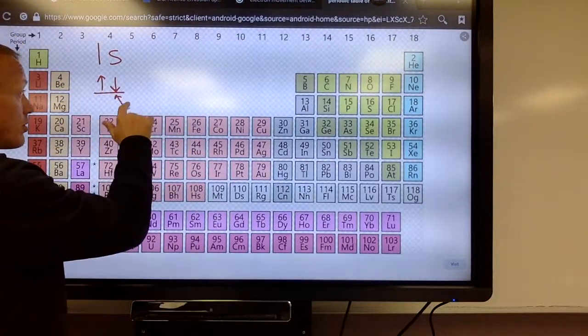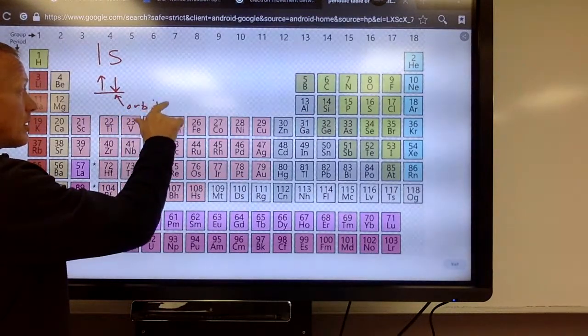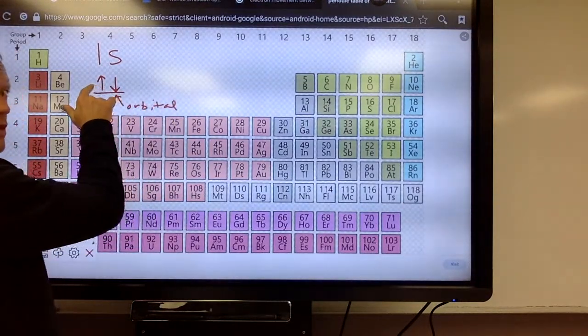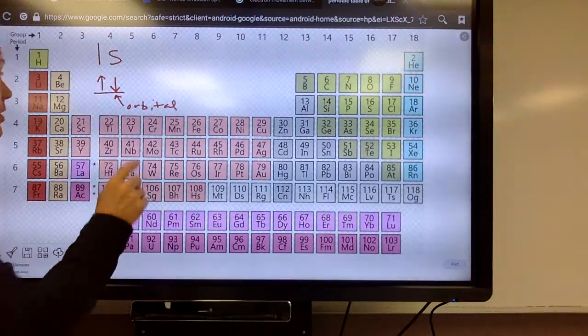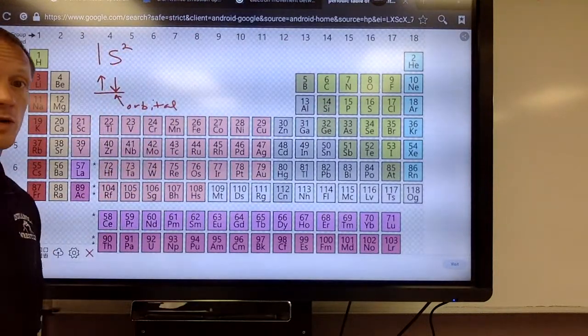So that's an orbital. And that's an electron spinning clockwise, an electron spinning counterclockwise. There are two electrons in there. If you have a 2 with that, that's okay as well.